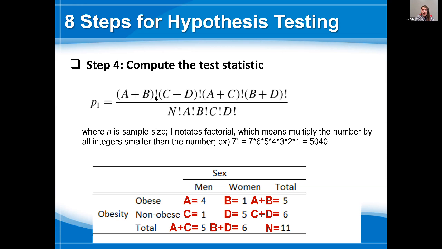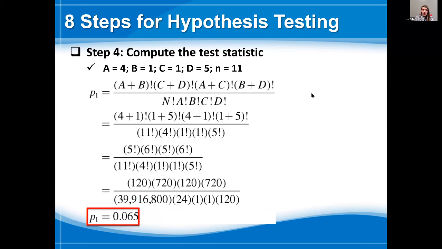Now, these signs are factorials, which just means that you multiply the number by all integers smaller than the number. So like if you have, let's say, C plus D is 6, you're going to multiply 6 by 5, by 4, by 3, by 2, by 1, and you will arrive at a number. If you do that, you will arrive at P of 0.065. Now, it's not the end of the calculation.